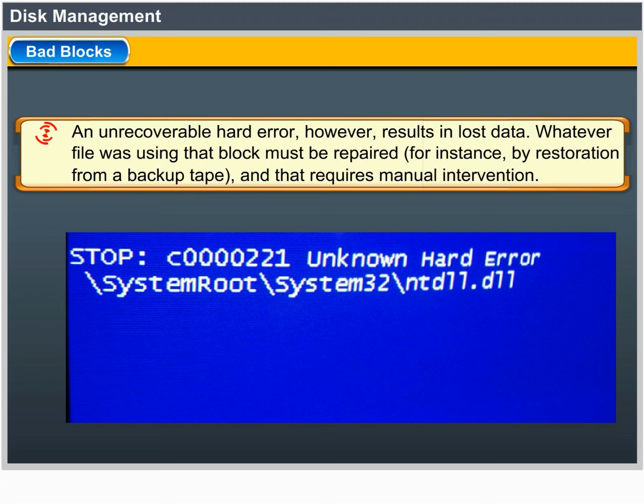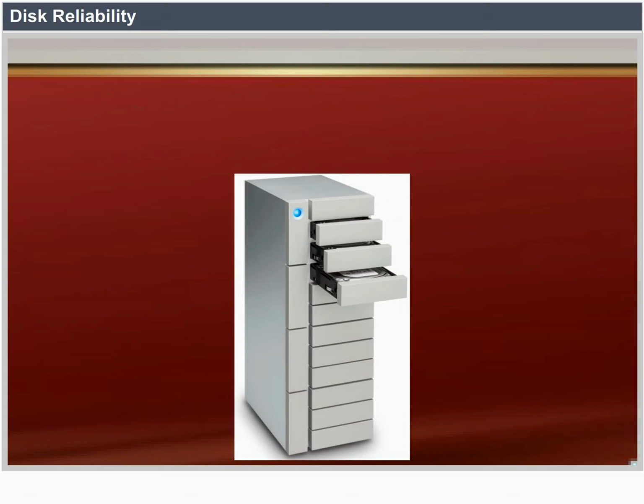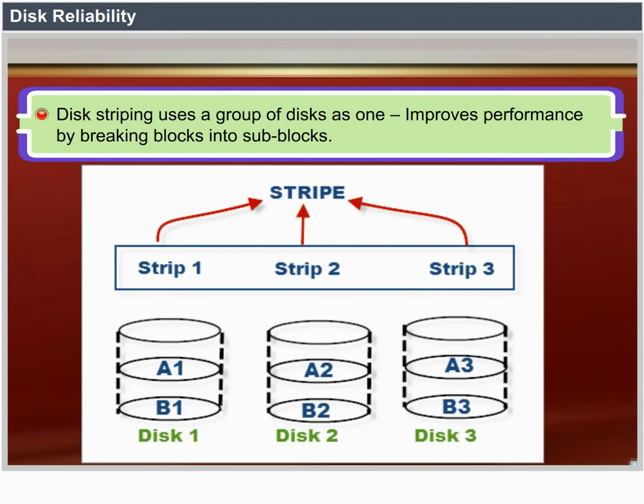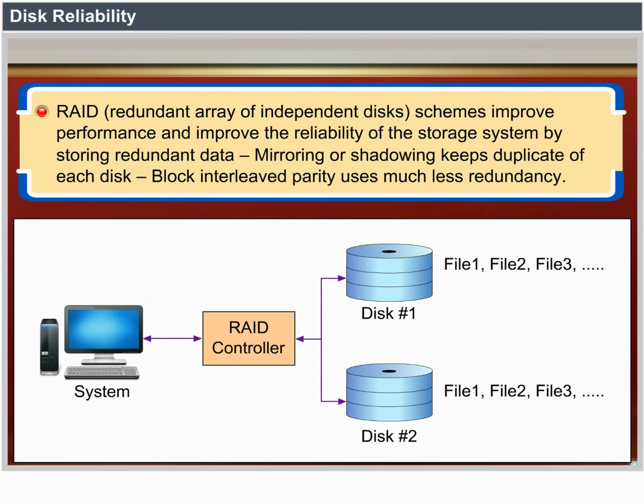Disk reliability. Several improvements in disk use techniques involve the use of multiple disks working cooperatively. Disk striping uses a group of disks as one, and improves performance by breaking blocks into sub-blocks. RAID, redundant array of independent disks, schemes improve performance and improve the reliability of the storage system by storing redundant data. Mirroring or shadowing keeps a duplicate of each disk. Block interleaved parity uses much less redundancy.